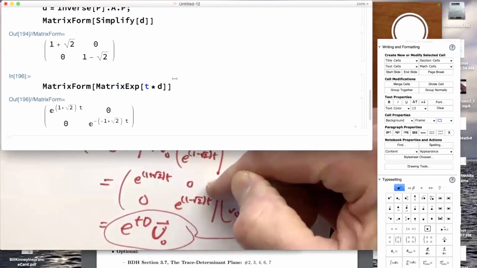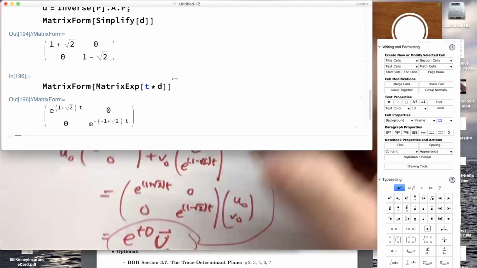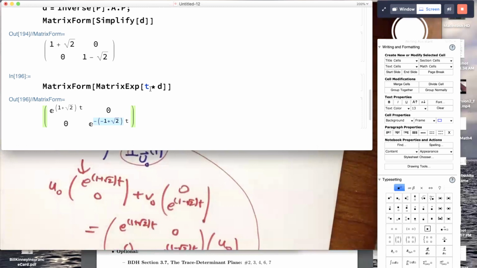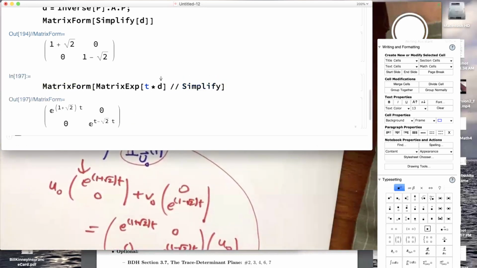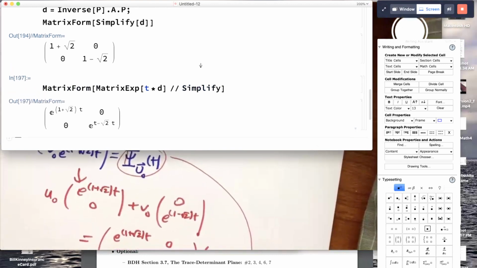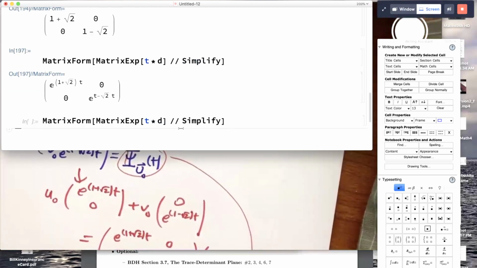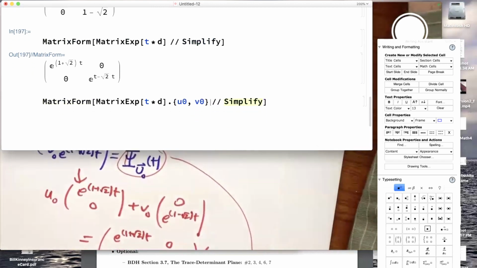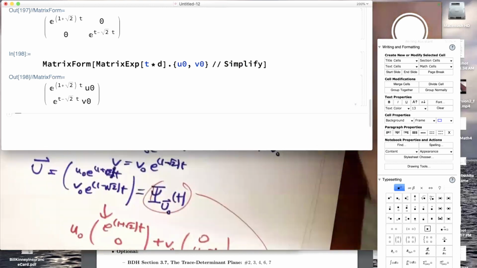This matrix is a 2 by 2 matrix. If I multiply it, it's writing that in a funny way, but just distribute the minus sign through. Suppose I could simplify. Okay, well, it does funny things sometimes. If I multiply this by the initial condition vector, u0, v0, then that matches the solution right here.